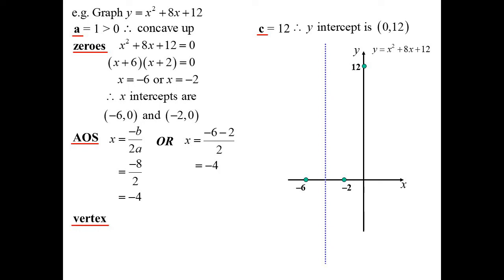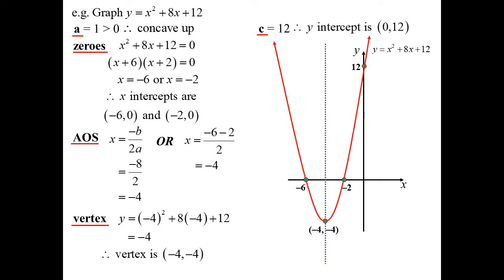Vertex, sub the minus 4 in, and we get, by an amazing coincidence, also minus 4. Let's plot that. That's probably enough. We know it's concave up, it's got to go through those points, so there we go, there's our parabola. Lovely. What about they give me this sort of question?